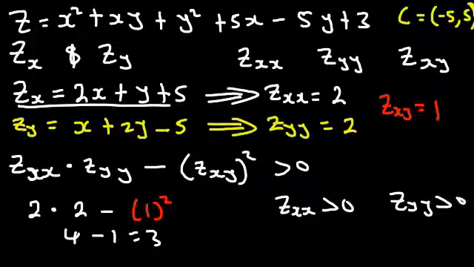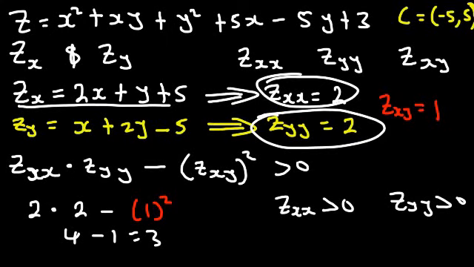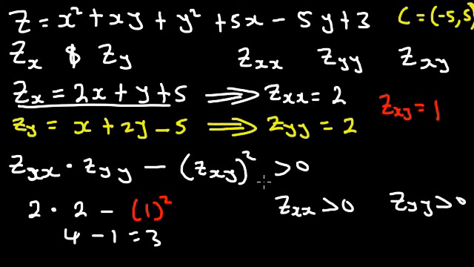As you can clearly see, z sub xx is actually 2, z sub yy is also 2, and this result is more than 0. Hence, the condition for a minimum point is satisfied. So therefore, our critical point (-5, 5) is a minimum point.